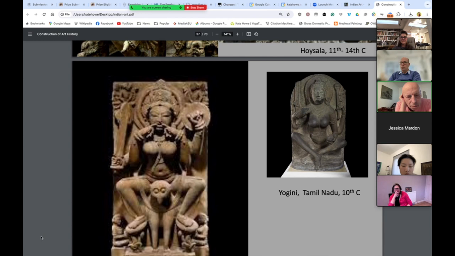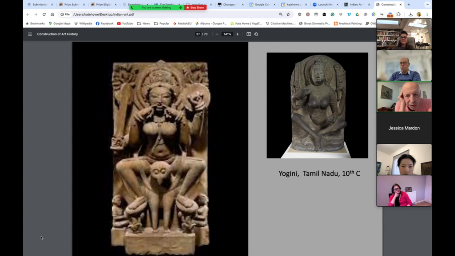These are yogini figures. The small black stone one is in the British Museum. Very powerful. There's a whole courtyard of about 20 yogini figures in a circle.